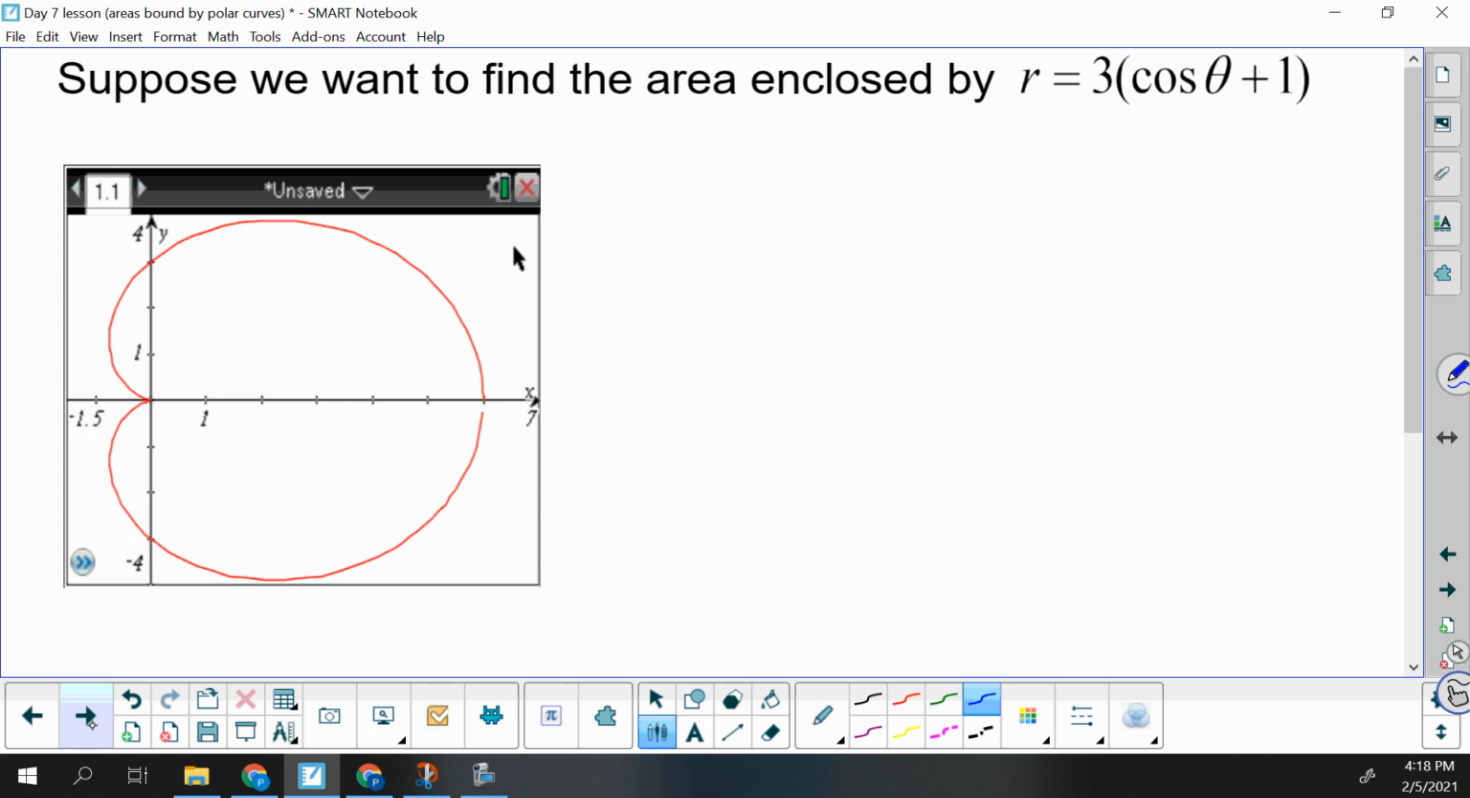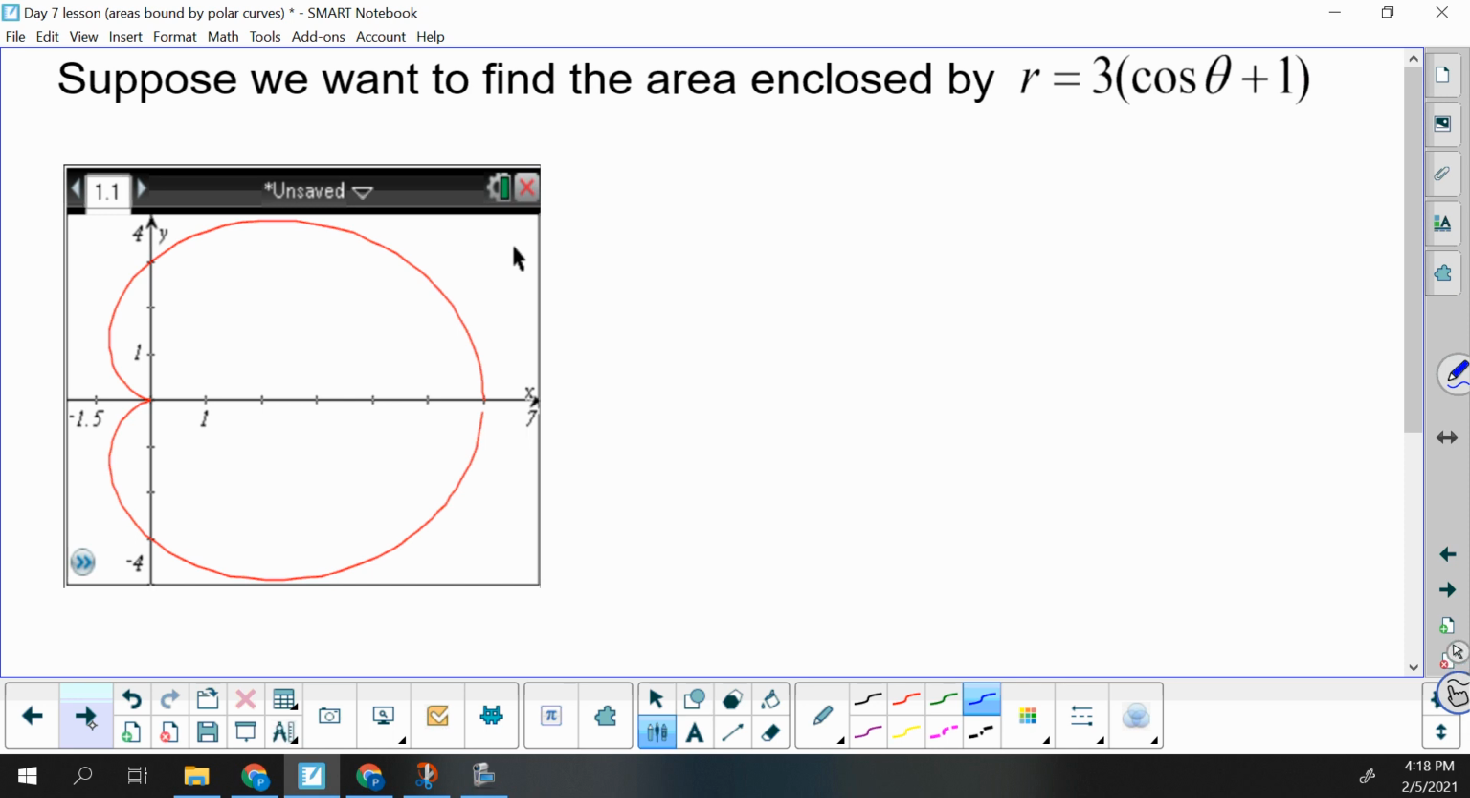Well, suppose we want to find the area enclosed by this polar graph. When we had just regular functions and we wanted to find the area between the graph and the x-axis, we split it into rectangles to find that.